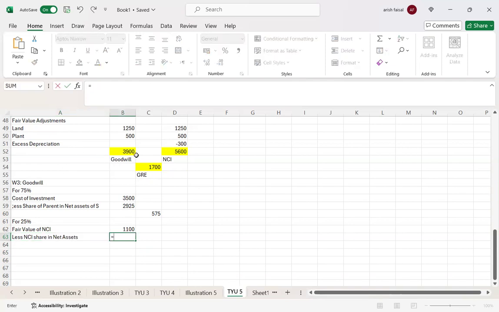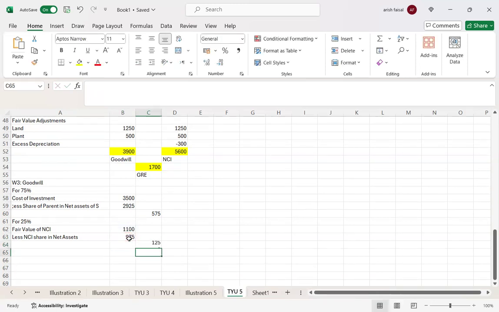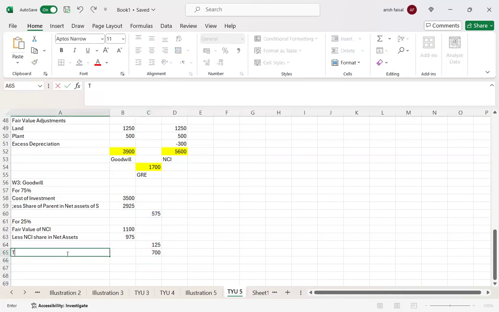So from 3,900, 75 percentage, which is 2,925, belongs to the controlling interest, and the other 25 percentage, which is around 975, belongs to the NCI. So the market value of the NCI is higher by, I guess, 125. So that is considered to be the goodwill attributable to the NCI. So the total goodwill we have over here is 575 plus 125. So that's going to be 700. Okay. So that's the total goodwill arising at the date of acquisition.